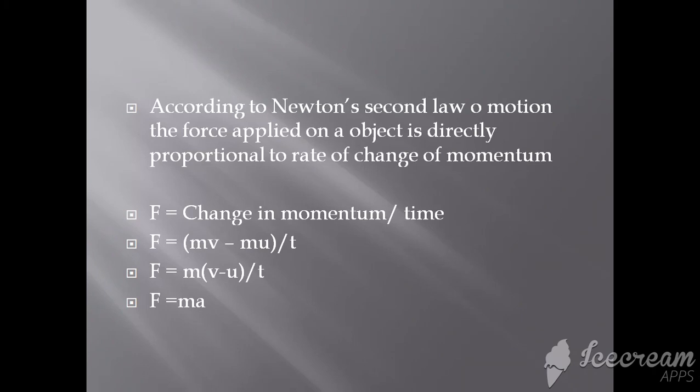If I take m common, m bracket v minus u divided by t. v minus u divided by t was the formula of acceleration. So F is equal to ma. This is the formula that we derive from Newton's second law of motion.